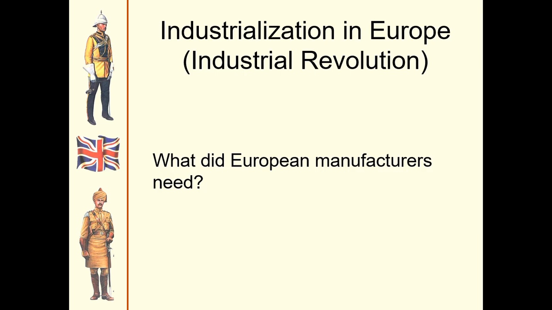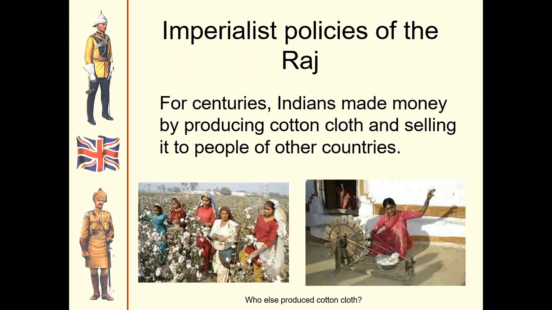Okay, so by 1858, which was when the Raj began, Europe had been industrializing for quite some time. And so what did European manufacturers need? Well, they needed raw materials, right? And so for centuries, Indians made money by producing cotton cloth and selling it to people of other countries.